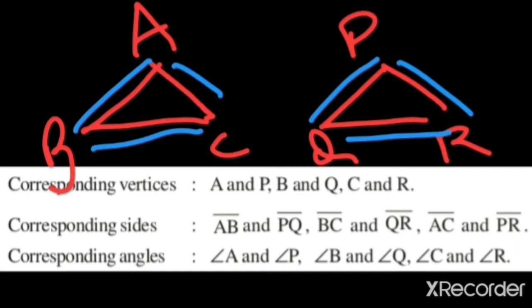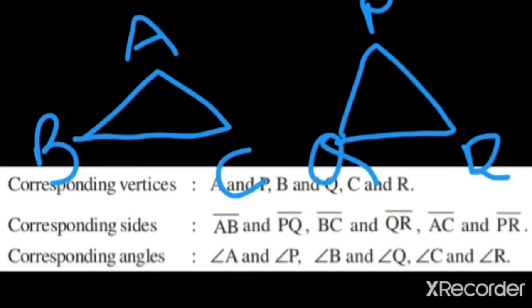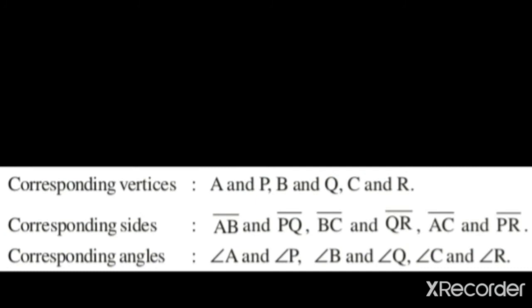Now let us talk about corresponding angles. Corresponding angles are angle A and P. You can see in this figure. Then B and Q, and C and R. This shows that while talking about congruence of triangles, not only the measures of angles and lengths of sides matter, but also the matching of vertices.